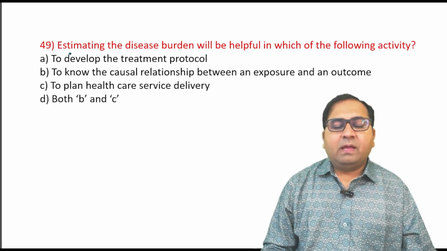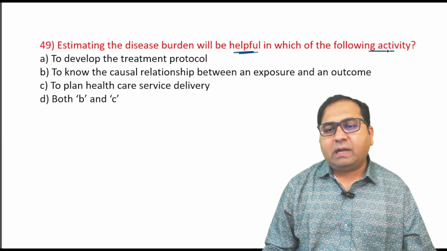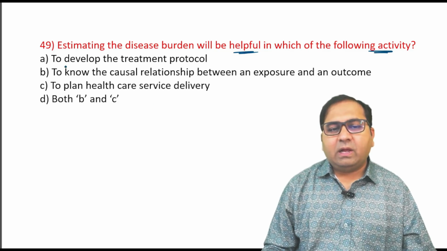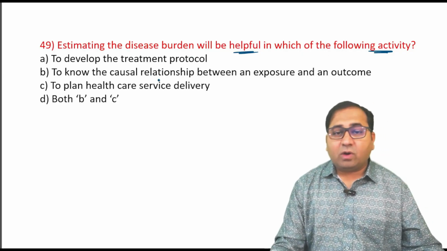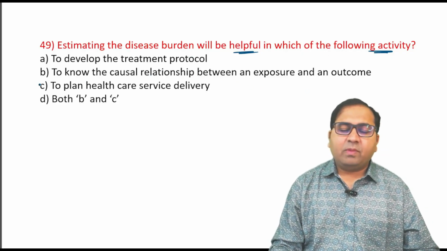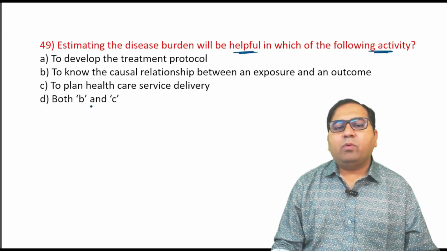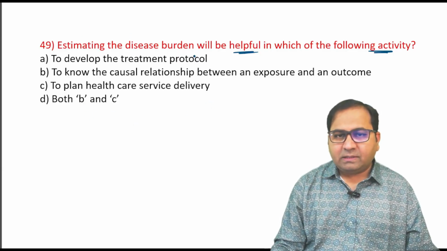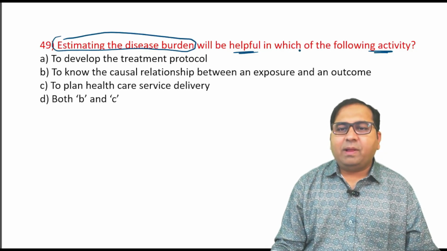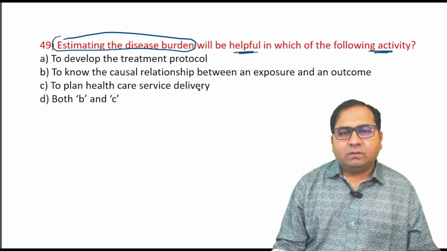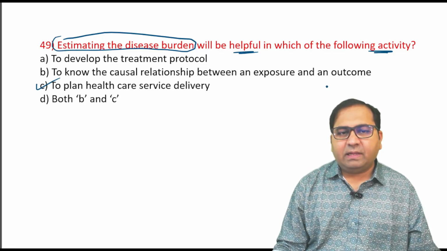Next question. Estimating the disease burden will be helpful in which of the following activity? The options are A, to develop the treatment protocol, or B, to know the causal relationship between an exposure and outcome, or C, to plan a health care service delivery, or D, both B and C. So estimating the disease burden will be helpful in which of the following activity? So the answer for this question is C, to plan the healthcare service delivery.